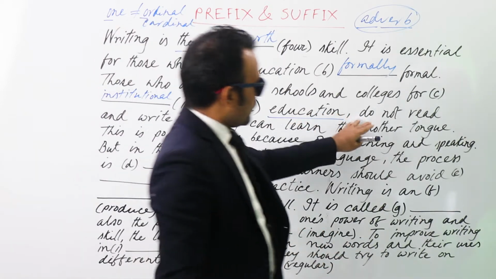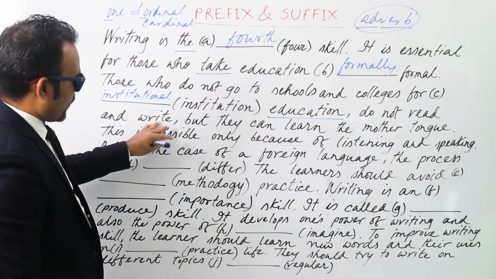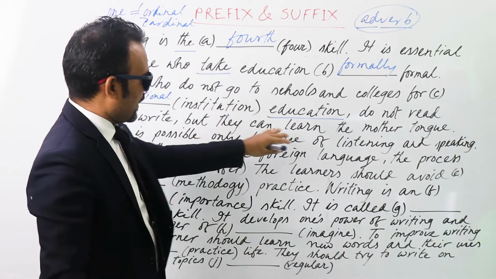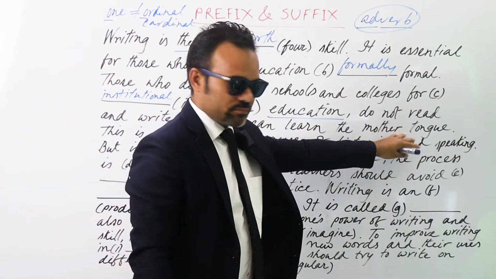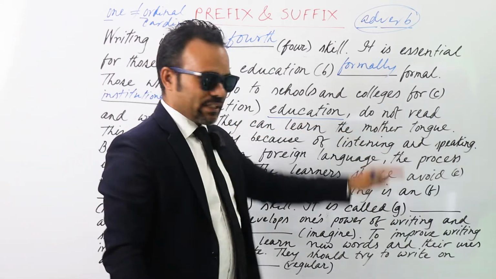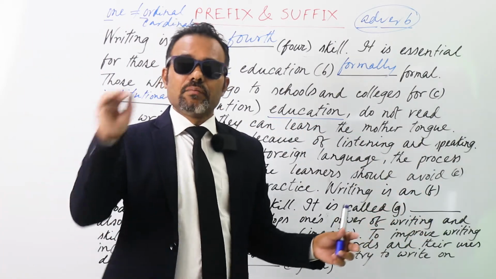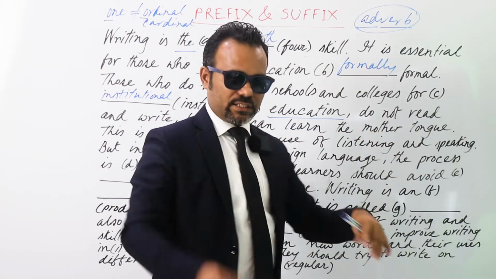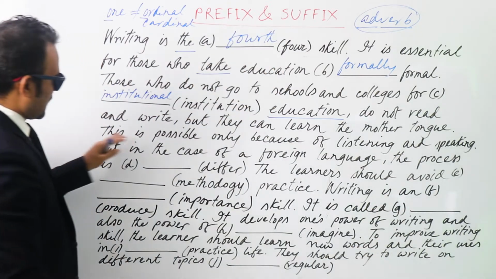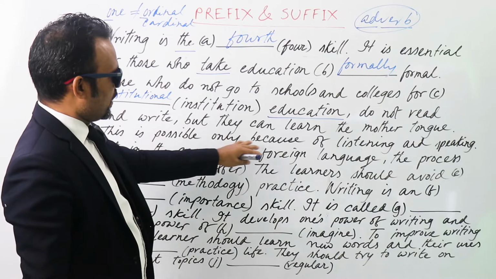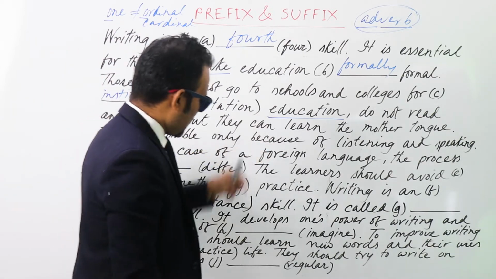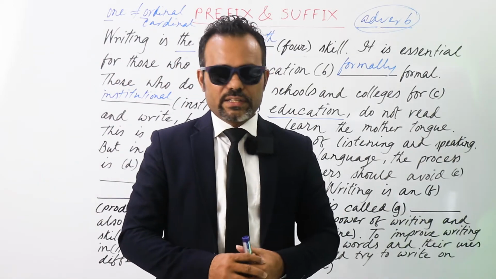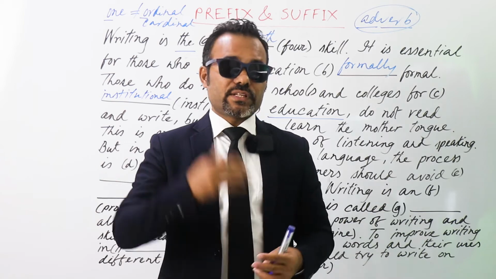Okay. So do not read and write. Like those who do not go to school, they can't read and write. Then they can learn the mother tongue. They do not know how to read and write, but they can speak. So they can learn their mother tongue. This is possible only because, and also here a very good thing you can learn, that is only because, not only for. You cannot say only for, you have to say only because.